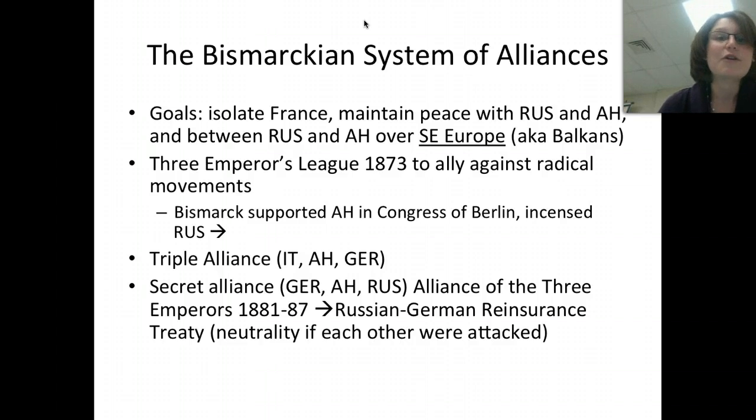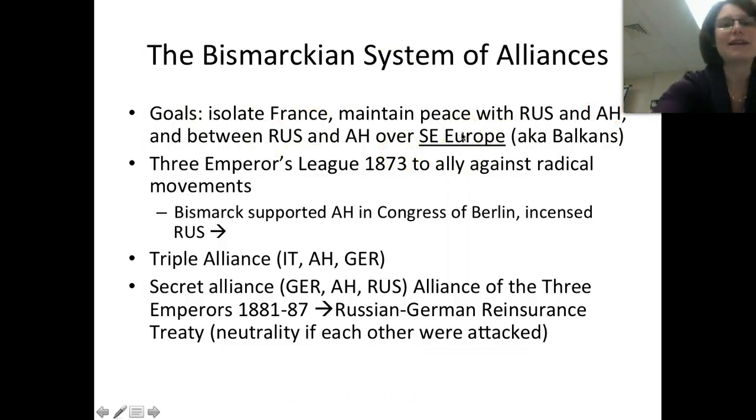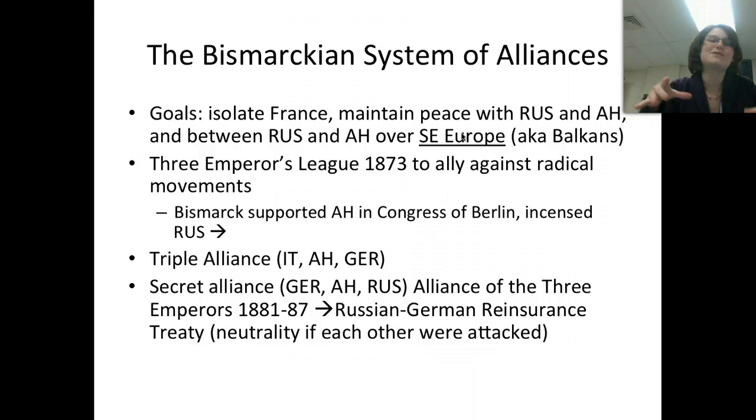Okay, so now the goals of the Bismarckian system of alliances was to isolate France, maintain peace with Russia and Austria-Hungary, and between Russia and Austria-Hungary over Southeast Europe. Okay, so there's a very complicated system of people trying to expand, but they want to keep the balance of power because they want peace, but they also want more stuff, and we're still feeling competitive, but we don't want to go to war. Okay, so it's a very delicate system.